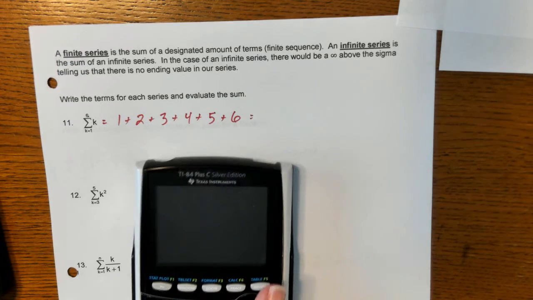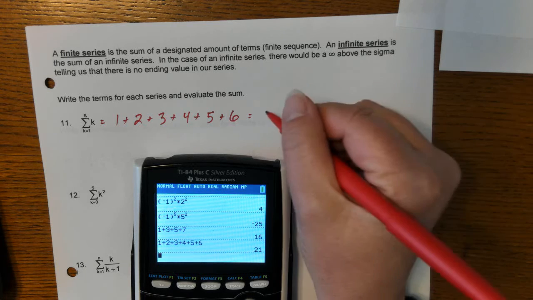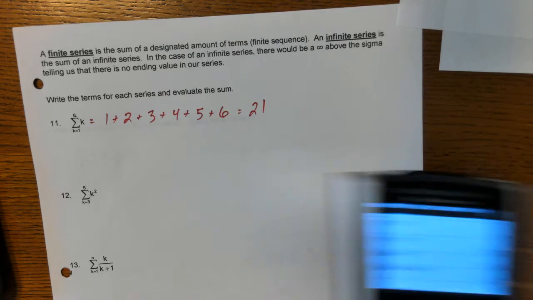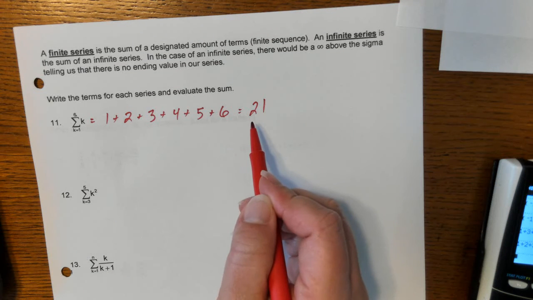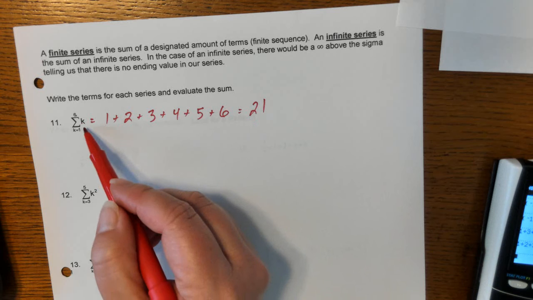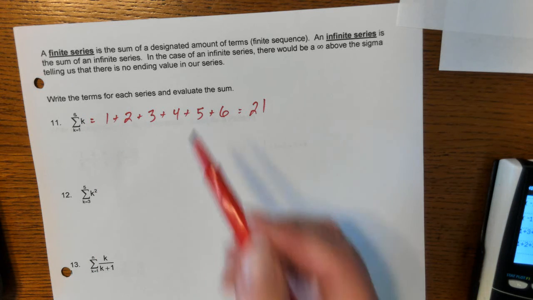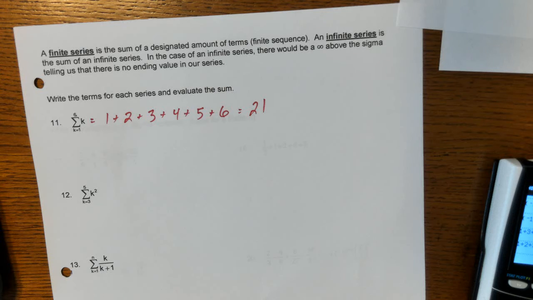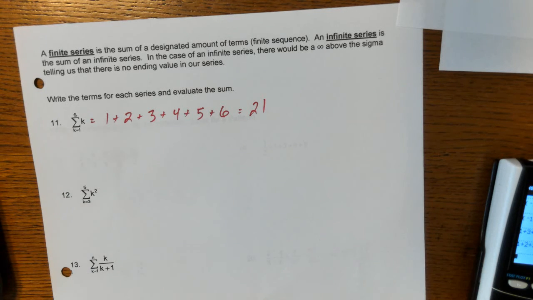Okay, and we can add those up. So 1 plus 2 plus 3 plus 4 plus 5 plus 6, and we get 21. So the sum of the first 6 values in this sequence is 21. Now notice that this particular sequence was just the positive whole numbers, 1, 2, 3, 4, 5, 6. So they could have just said, add up the first 6 numbers, and we would have got 21. But this is a fancier way of writing that.